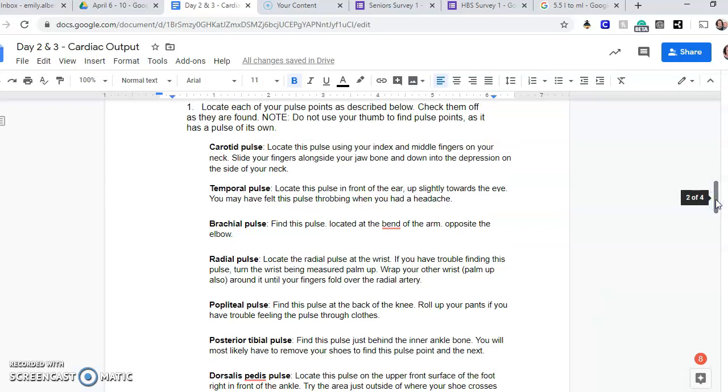So for example, on your carotid pulse, which is your carotid artery, is this area right here. It says locate the pulse using your index finger and middle finger on your neck and slide your fingers alongside your jawbone down to the depression on the side of your neck. So you won't be able to just barely touch it. You're going to have to kind of press hard. And then I also tend to close my eyes to try to focus, and you're going to feel just a little bump.